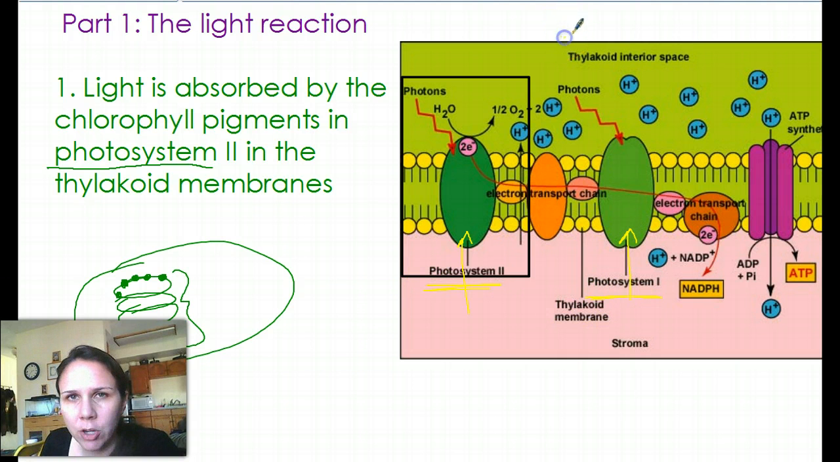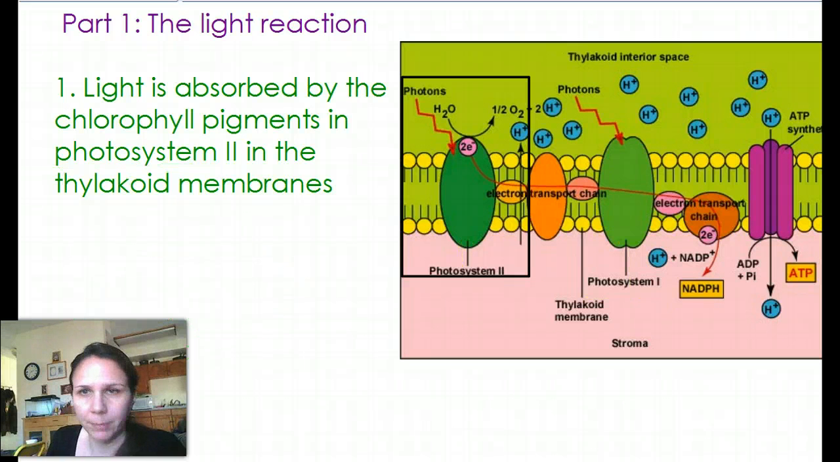Now this paper you have in your classwork pack. It's the very last page. So I don't want you to have to draw all this out. It's helpful if you do, but I just figured it'd be easier that way. Okay, so the steps of part 1, it all begins with sunlight. This is why it's called the light reaction, because it needs sunlight.